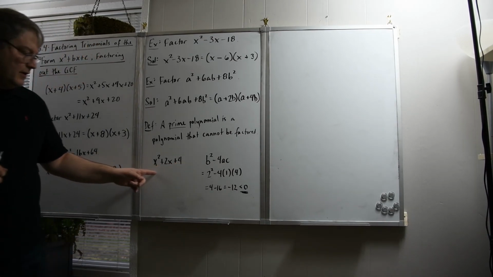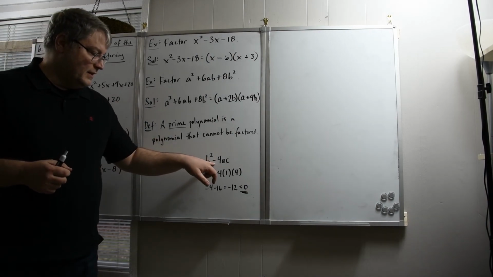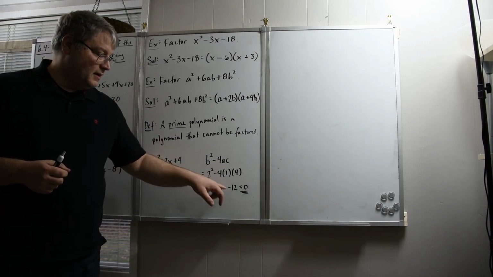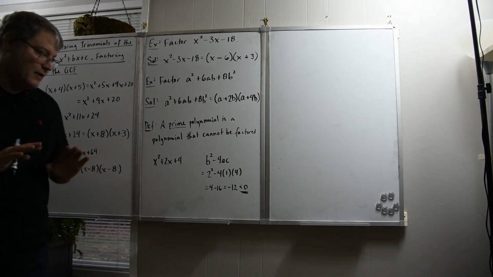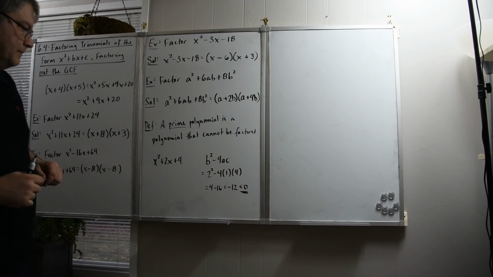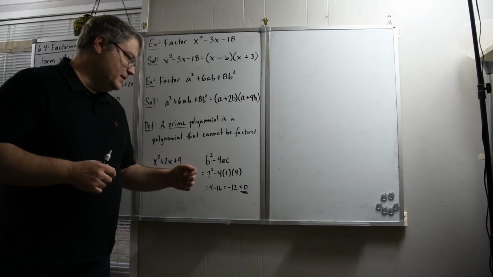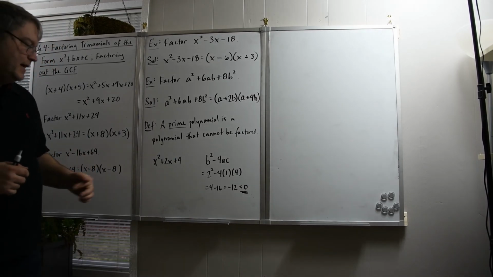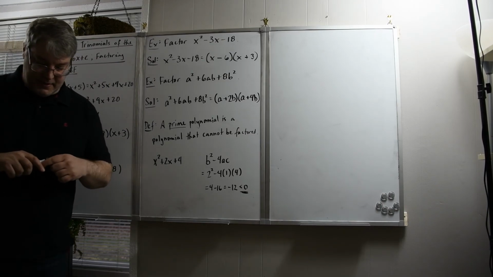If I have a prime polynomial, then when I take b squared minus 4ac, I'm going to get something that's negative. I'm not going to be able to factor over the real numbers, guaranteed, if that's the case. Now, if b squared minus 4ac is equal to 0, or if it's positive, then technically you can factor it, but some are going to be a heck of a lot easier than others. So just keep that in mind.